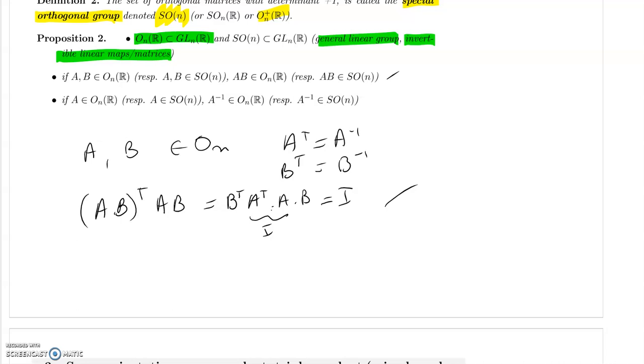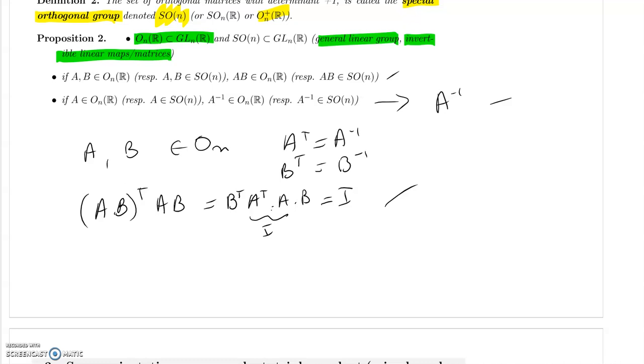Next one: if A is an orthogonal matrix, respectively a special one, then its inverse belongs to the set of orthogonal matrices. Well, maybe I leave that proof to you. What is A minus 1? If A is orthogonal, we know that A minus 1 is its transpose. So work on that. It's really a matter of writing that, not even one line.